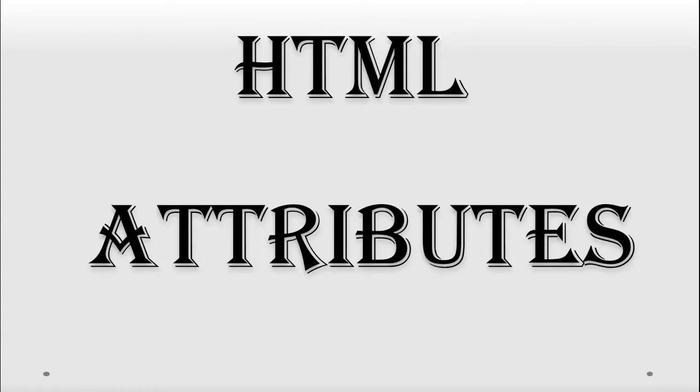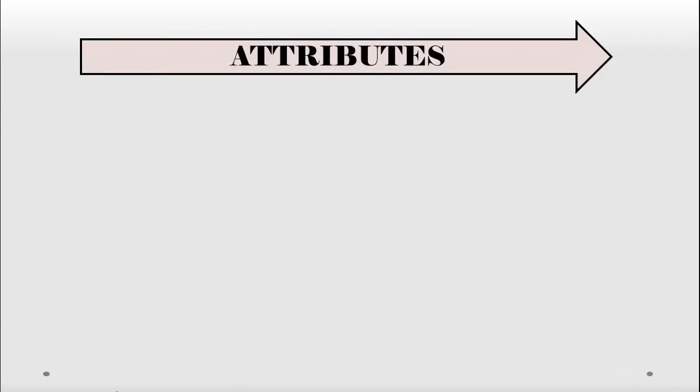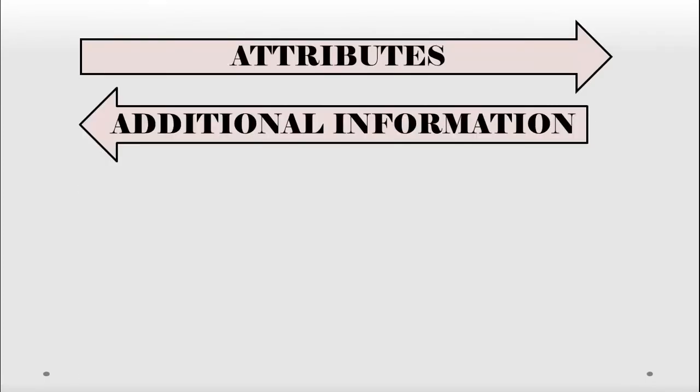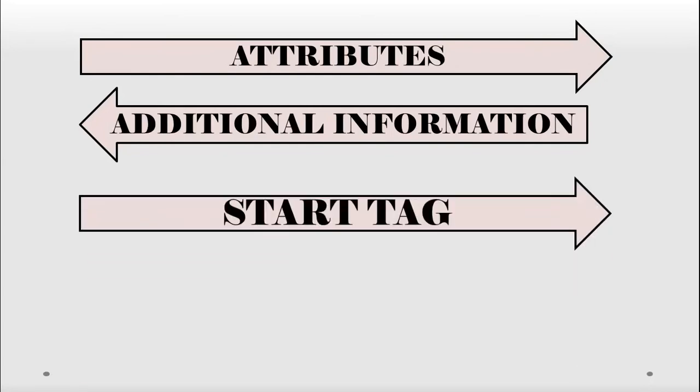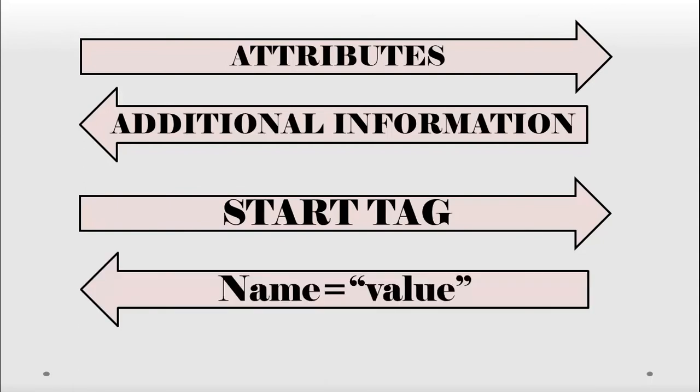Now we will discuss HTML attributes. As we know, all HTML elements can have attributes. Attributes provide additional information about an element. Attributes are always specified in the start tag. Attributes usually come in name-value pairs, like name equals value.